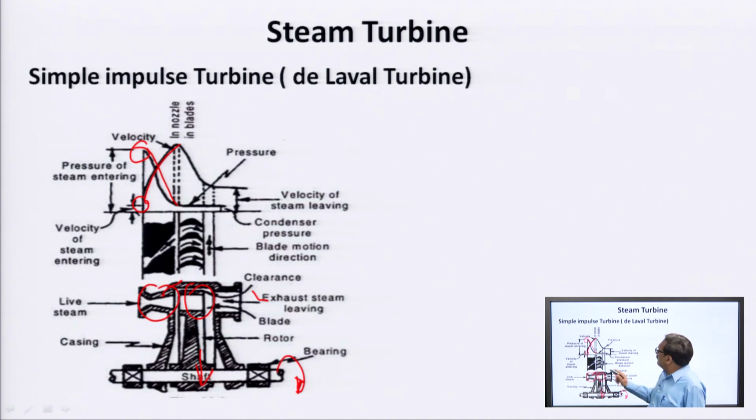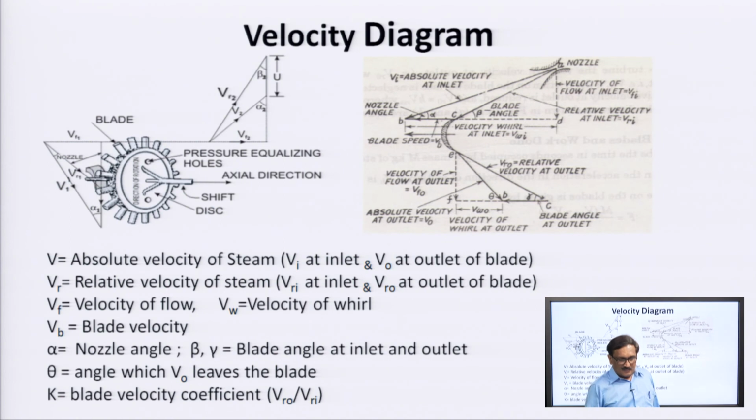So, here the components are the nozzle, where the pressure and temperature are converted into high velocity. This high velocity steam then passes over the moving blade, where it does a certain amount of work and its velocity decreases, and finally it is exhausted to the atmosphere or the condenser. So, we have to do the calculations regarding this.